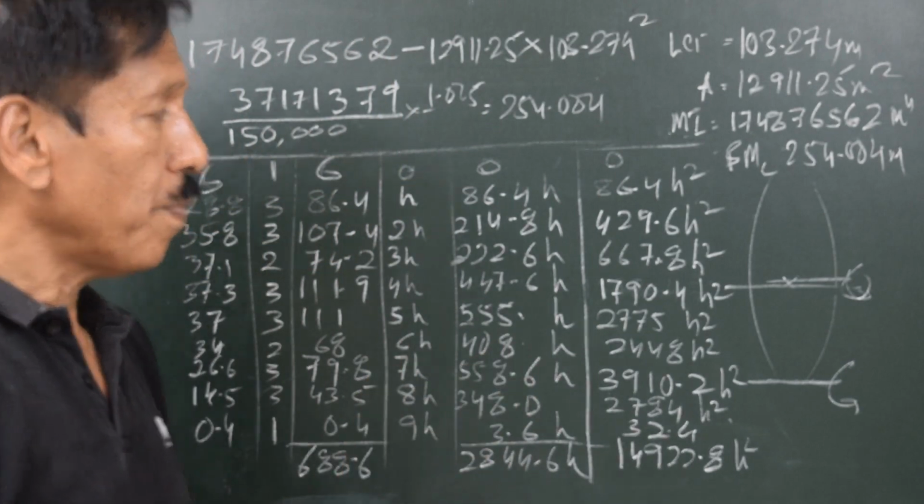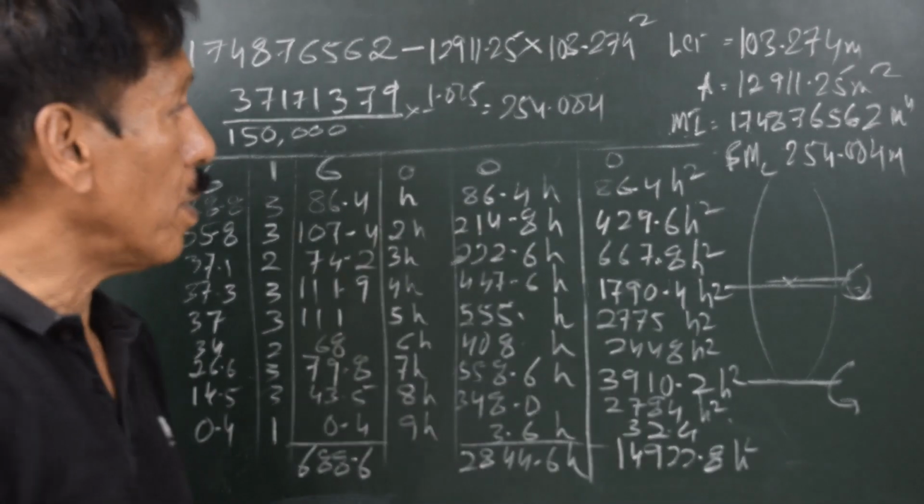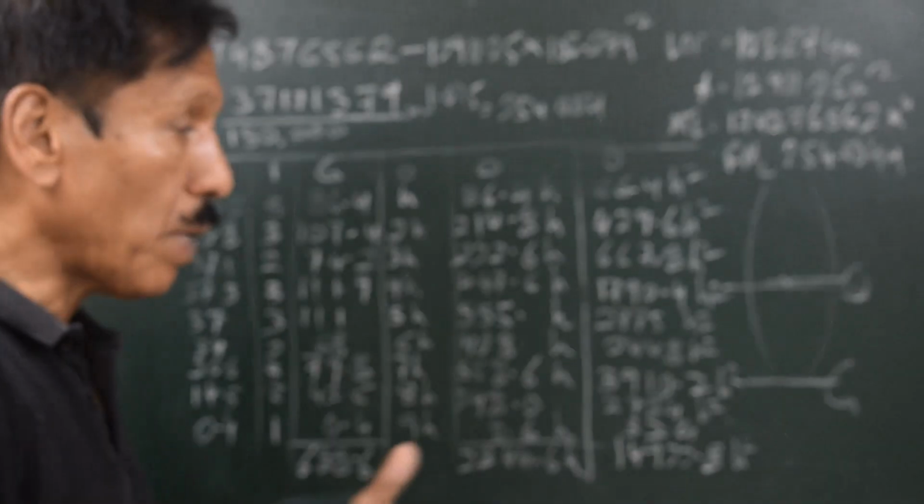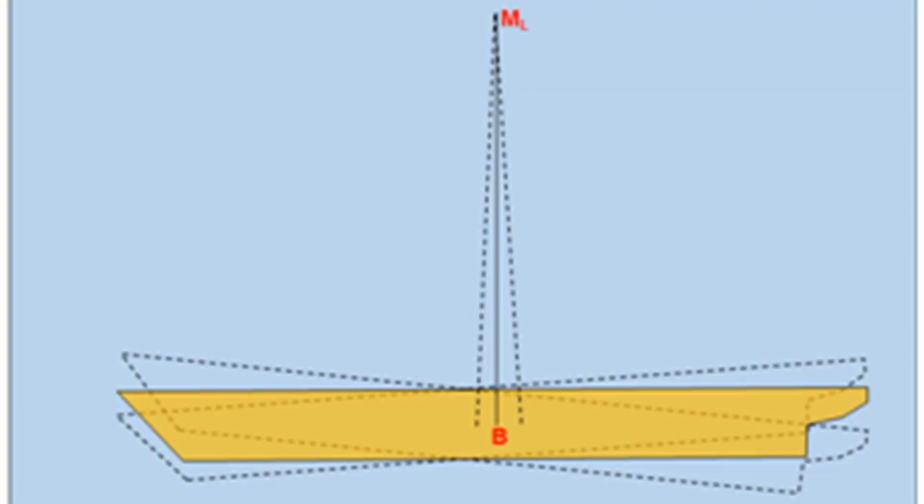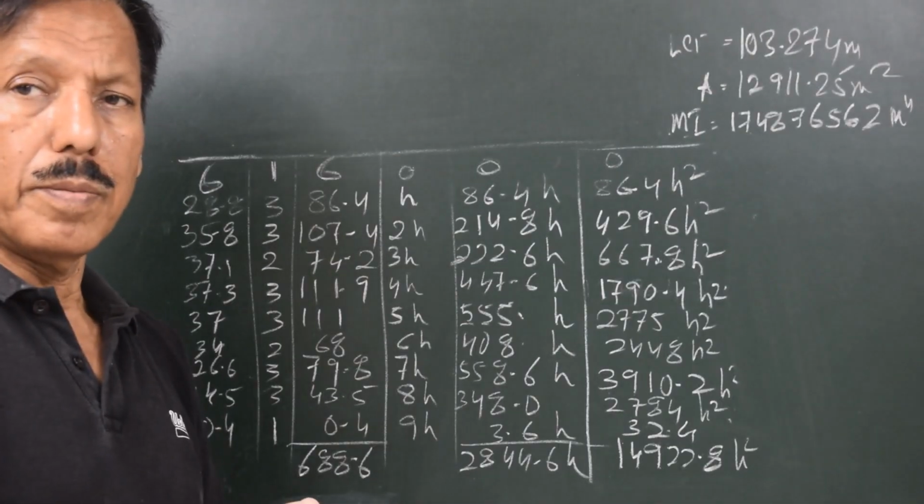You can see this is even longer than the ship's length. Sometimes the candidate gets confused: oh, BML is longer than the ship. No, BML is in the vertical direction. So 254.004. Now we have got BM longitudinal.